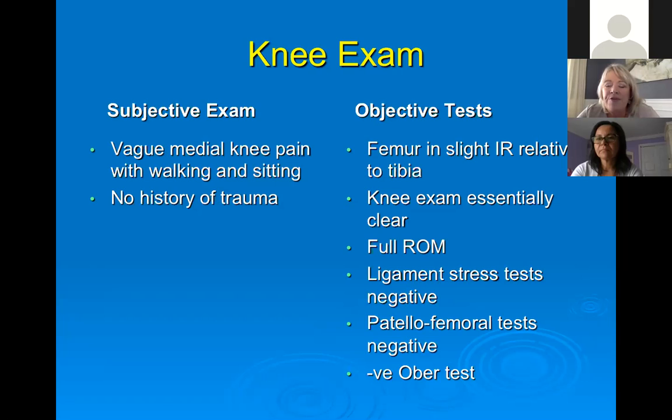Objective test: the femur is in slight internal rotation relative to the tibia. The knee exam is essentially clear. Full range of motion, ligament stress tests are negative, patellofemoral tests are negative, Ober test is negative. So what's causing this knee pain?